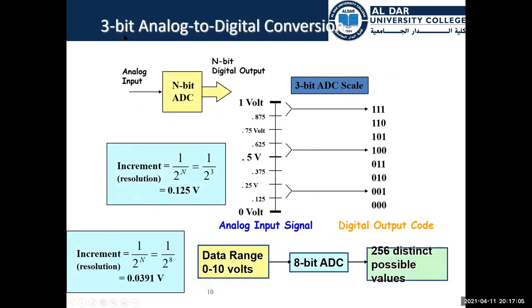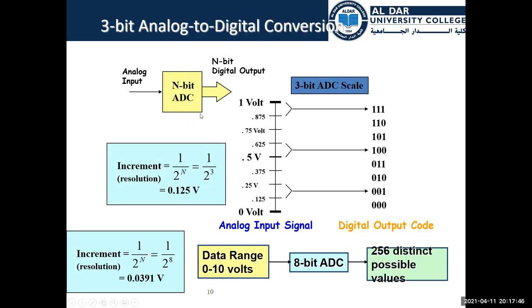What about if we talk about 3-bit analog to digital conversion? This is going to divide the range from 0 to 1 voltage into 8 different values. The increment is going to be 1/2^3, which is 0.125. This is the increment. Each step here is equal to 0.125. This is equal to 0.125, this is equal to 0.125, and so on. If we sum all of them, this is going to give us 1 voltage.